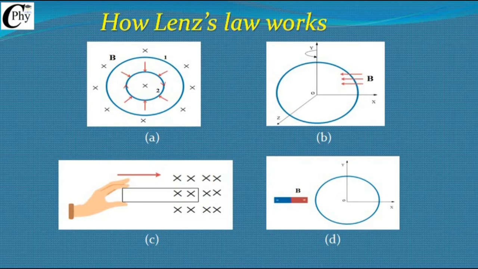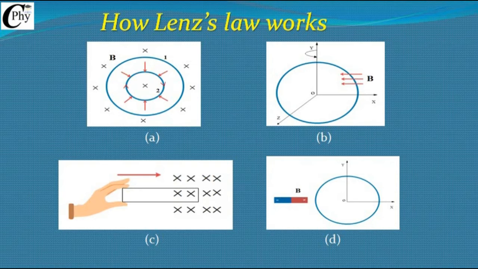Now let's have a look at different cases when Lenz's law is applied. For example, in figure A, the magnetic field lines are directed into the plane of the paper. Suppose coil 1 shrinks to coil 2. So the surface area of the coil decreases and therefore the number of magnetic field lines passing through the surface also decreases. Therefore, in this case, the induced current will be in clockwise direction so that it produces its own magnetic field to make up the reduction of magnetic flux.